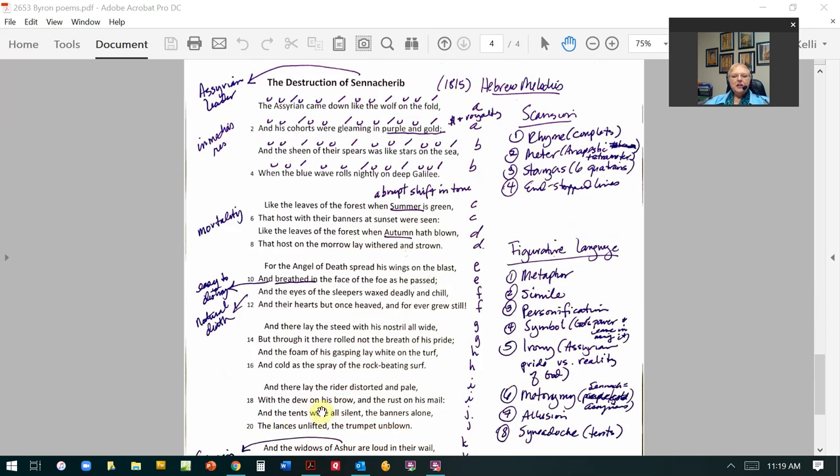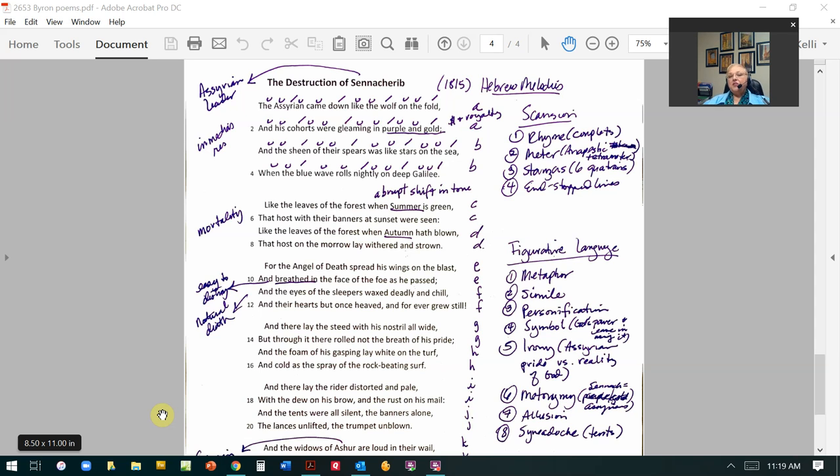Okay, so this is the poem that isn't in your book that I asked you to read online, The Destruction of Sennacherib. This is also published in the Hebrew Melodies, along with She Walks in Beauty. We think it was written about 1815. So here we have couplets as the rhyming, A-A-B-B-C-C, right? Our meter is anapestic tetrameter.